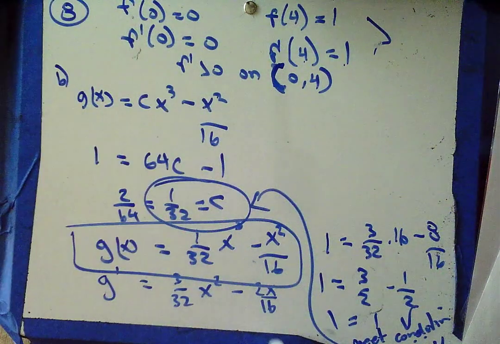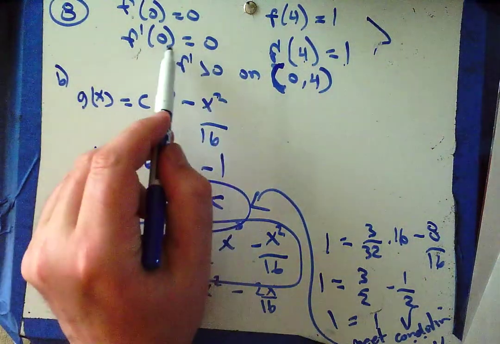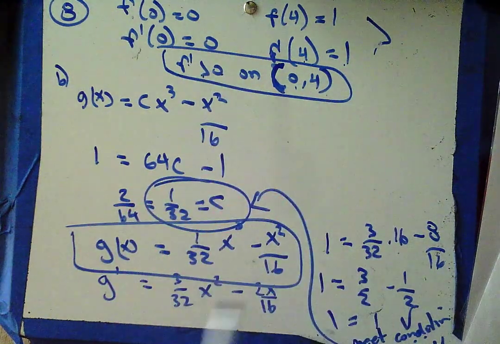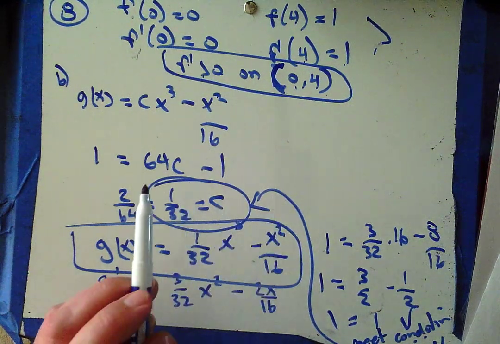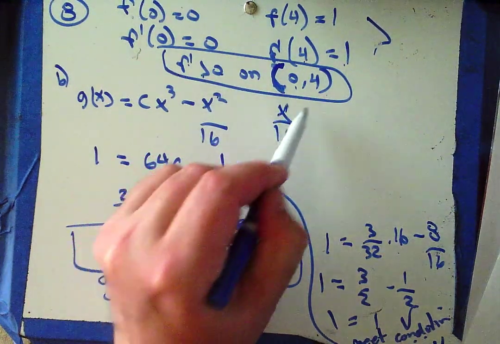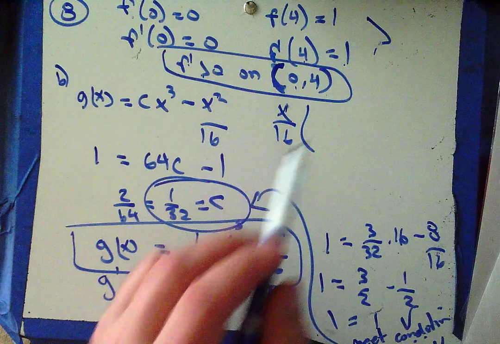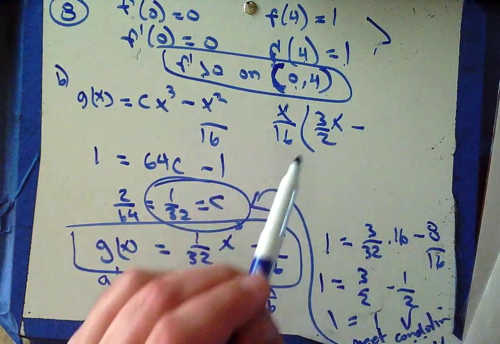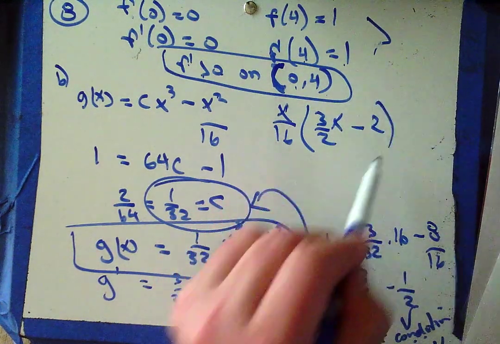Part C, using your function, show that it does not meet the requirement for triple I. It's this requirement. So is f prime greater than 0 on 0 to 4 for this function? So I want the derivative, and I want to find when the derivative is equal to 0. I'm going to pull out an x over 16 to make my life a little easier. I'm going to have 3 halves x minus 2.